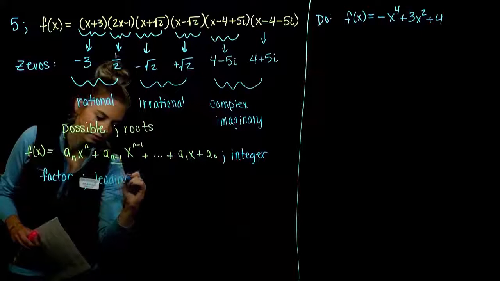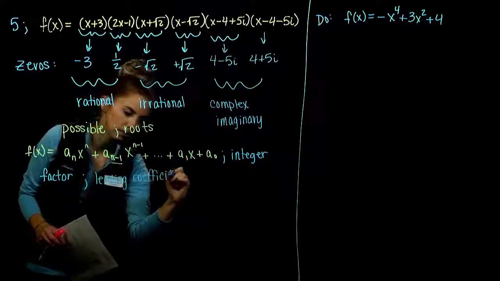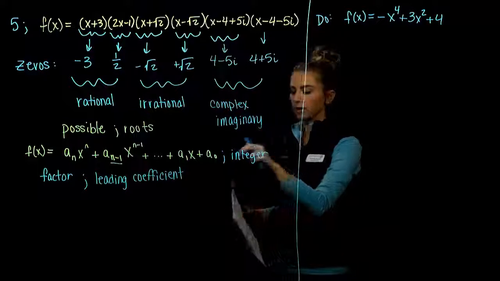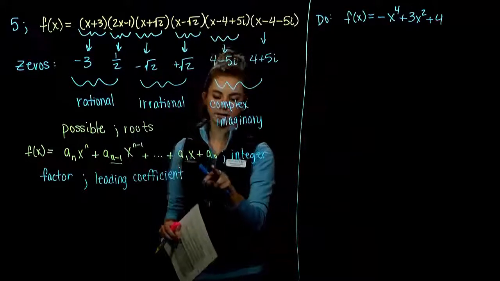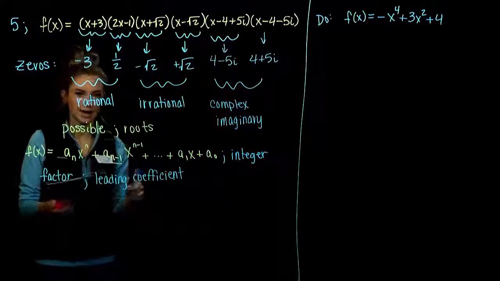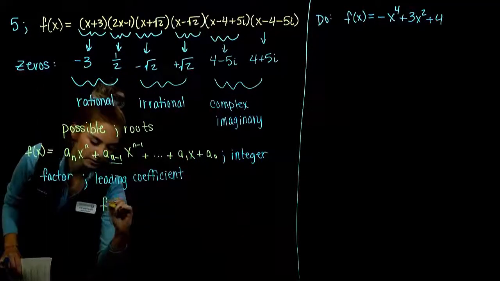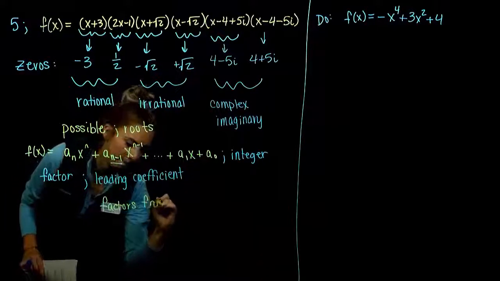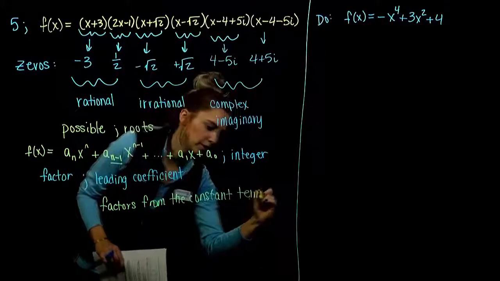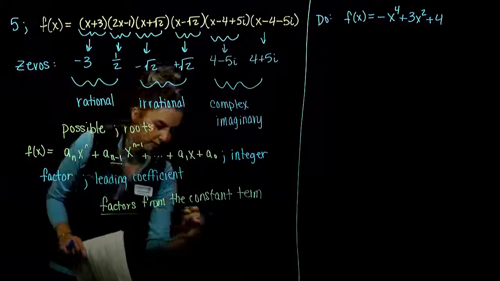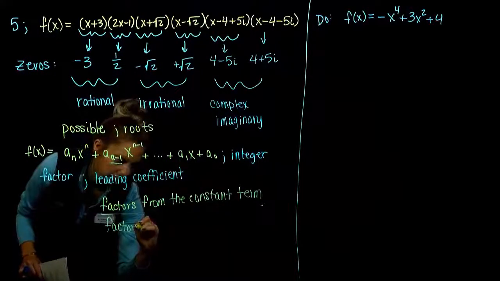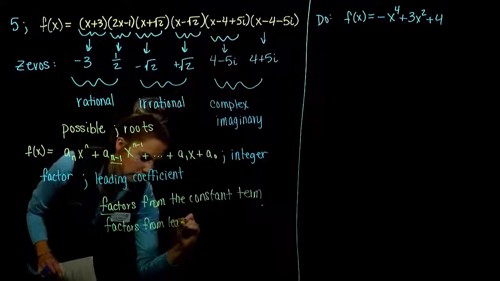Leading coefficient, on the front, a sub n. So the highest power term, the number on the front, and then our smallest power term, that constant on the back. We take those two and we look at a ratio of them. So the possible rational zeros, how do we find them? We literally just take the factors from the constant term, all of our different options, and we divide them by the factors from our leading coefficient.